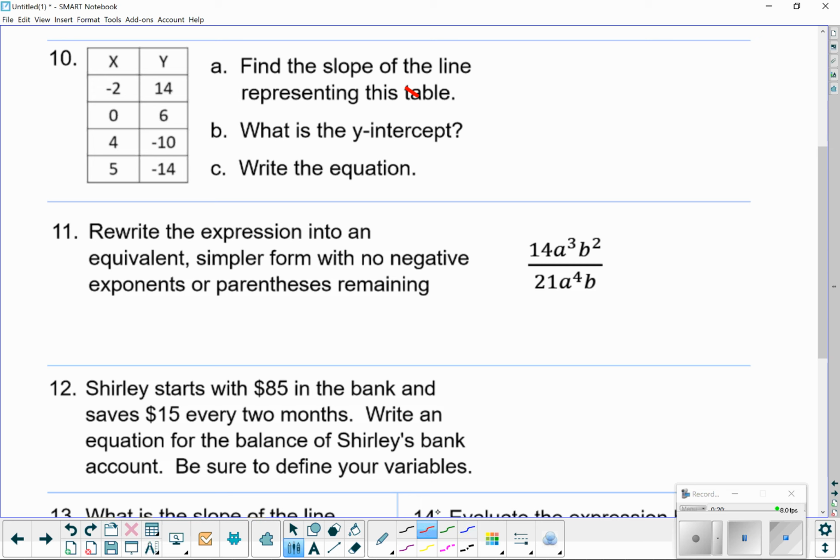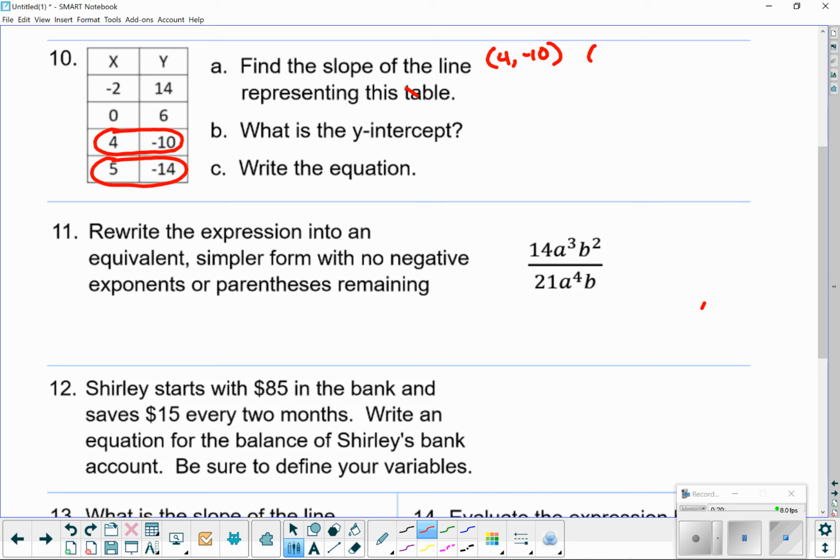You're going to need 2 points. Any 2 points will be fine. Okay, so I'm going to utilize, I don't know, 4, -10. You can write it as a point if you like. 4, -10. And I don't know, 5, -14.